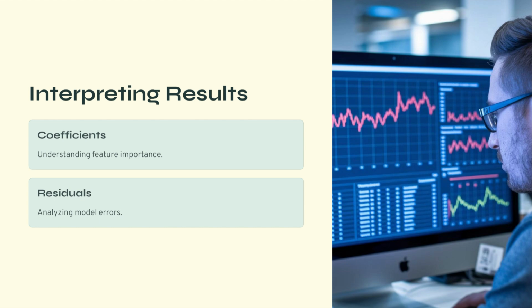Another important concept is residual analysis. Residuals represent the difference between actual values and predicted values. By analyzing residuals, we can determine whether the model is making systematic errors. For example, if residuals show a clear pattern, it may indicate that the model is missing important relationships in the data. Residual analysis therefore helps identify opportunities to improve the model. Through careful interpretation of results, we can gain valuable insights into both the data and the model's behavior.